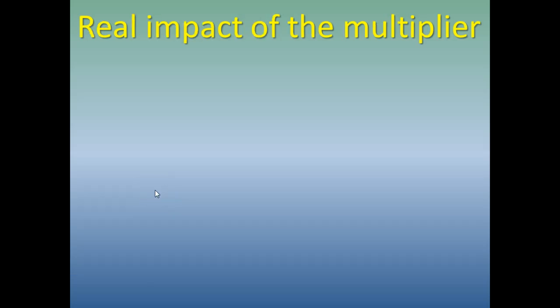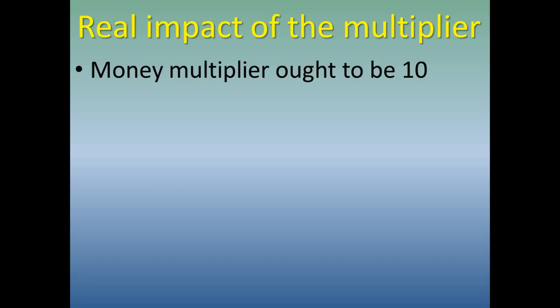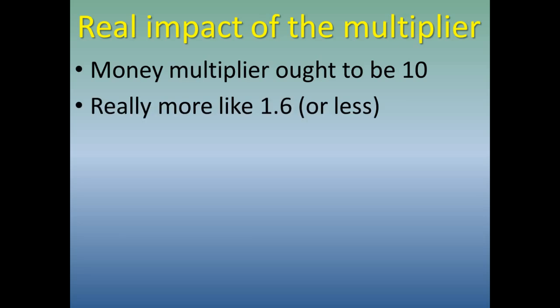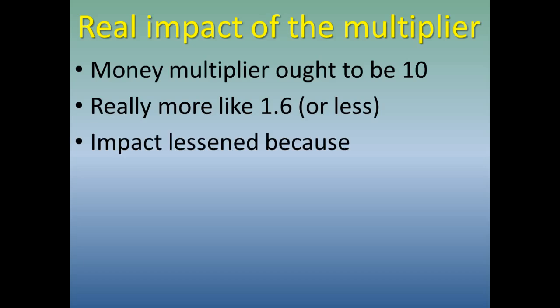Now understand that what I've just told you is theoretical in nature only. It's not really that big a multiplier in real life, though we're going to pretend that it is for the purposes of our theory class. Really, the money multiplier in today's world ought to be 10 with the reserve ratio, but economists estimate that it's about 1.6 or less. So the question is, why?